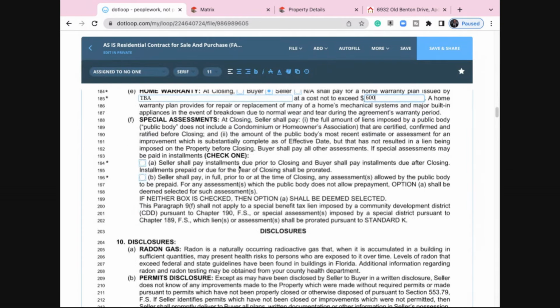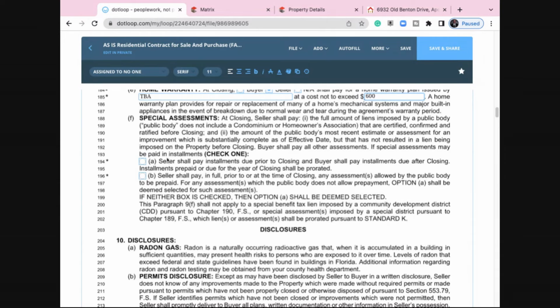Okay. Special assessment is another one that we want to be concerned with. And a special assessment is something that is over and above a regular assessment. All right. So in this particular case, if there is a special assessment, line 194, it says seller shall pay installments due prior to close and buyer shall pay installments due after close. All right. So that is the one that's most commonly done. You do see this one here, line 196, where it says seller shall pay in full prior to close any type of assessments. Now, most of the time, you check A.